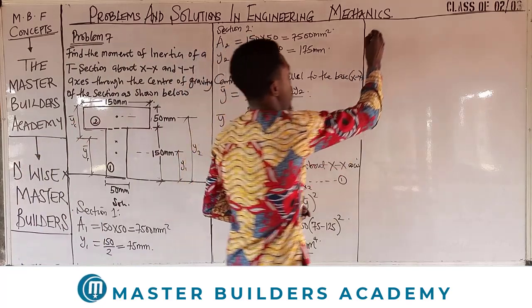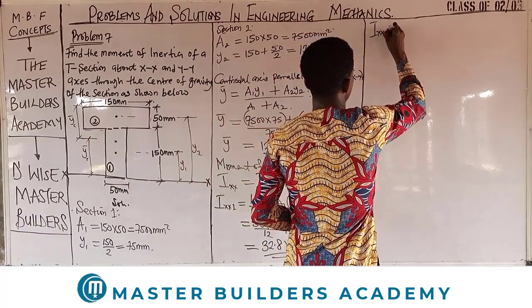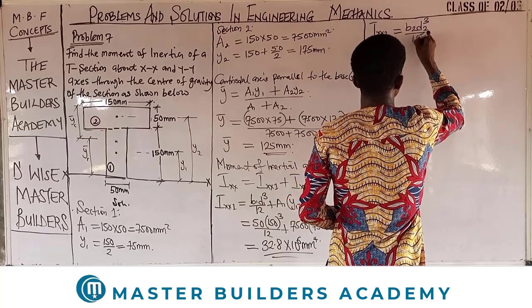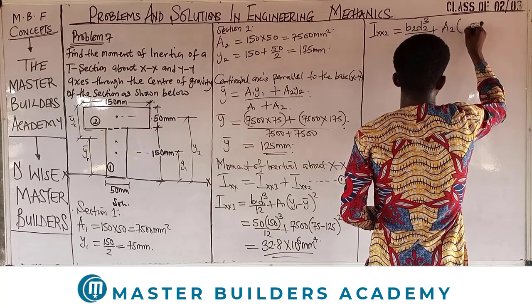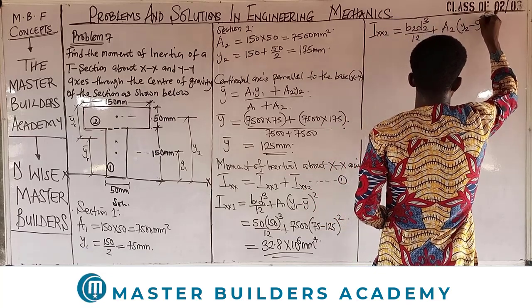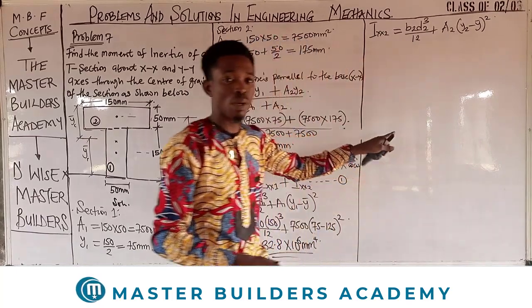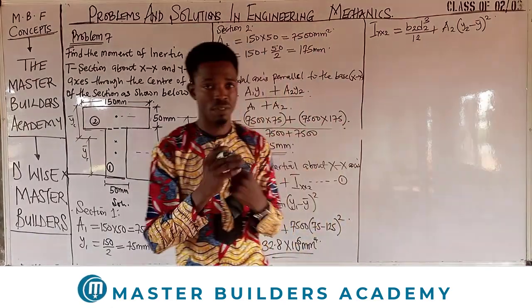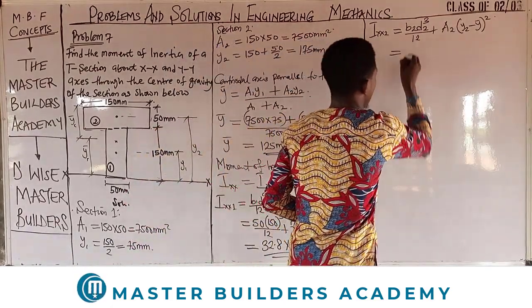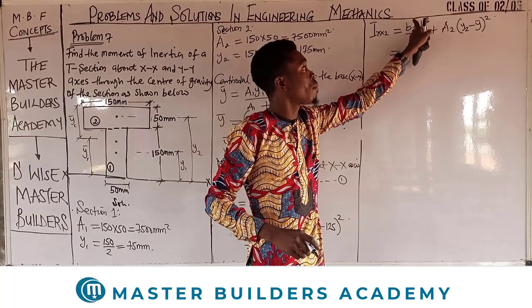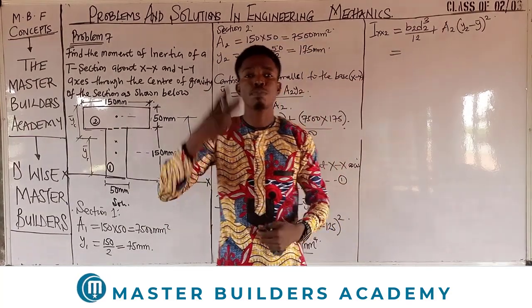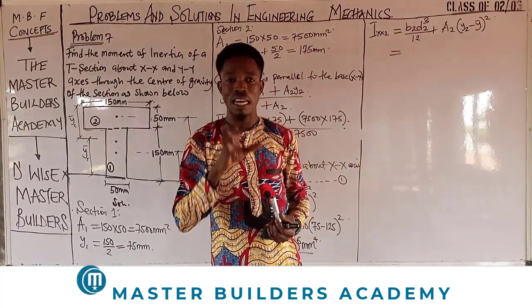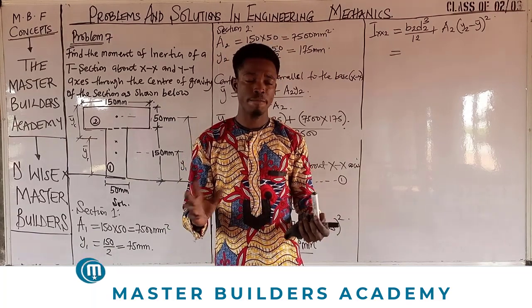That's all. Now, Ixx2 will be B2 D2 cubed over 12 plus A2 into (Y2 minus Y bar) all squared. So in this case we have substituted all, except for the Y bar, which is the centroid. Now we put in the values. Remember, the values for B2, D2, A2, Y2 must be taken from section 2. Those subscripts tell the section from which the values will be taken. As simple as that. Right?